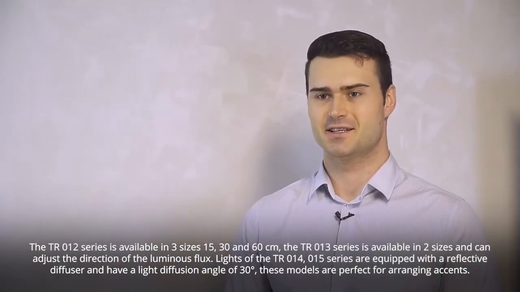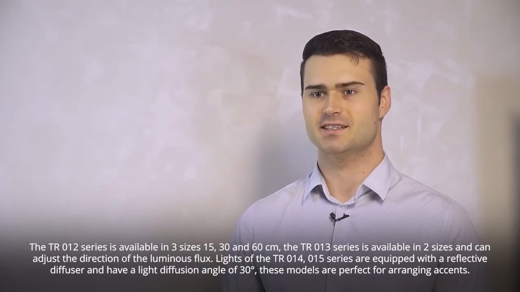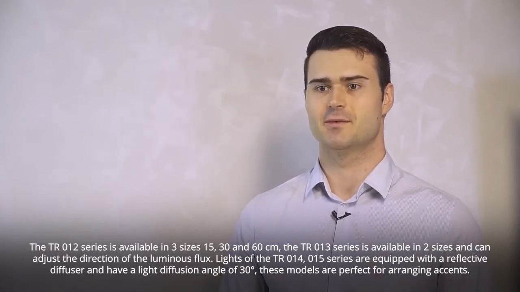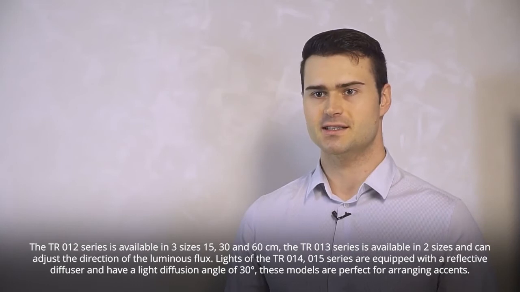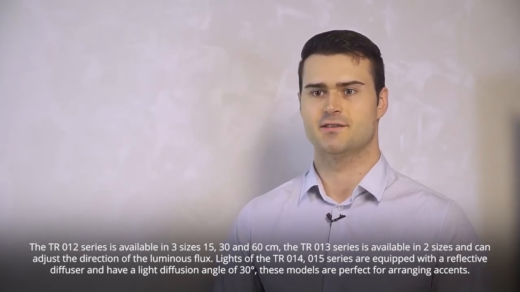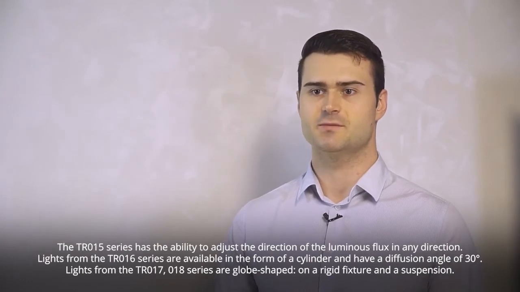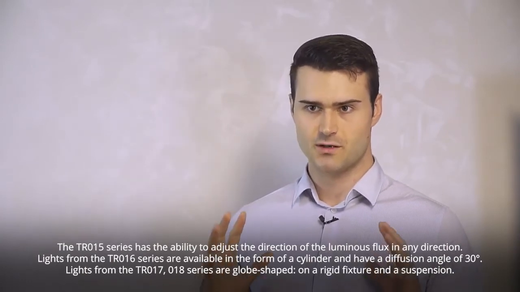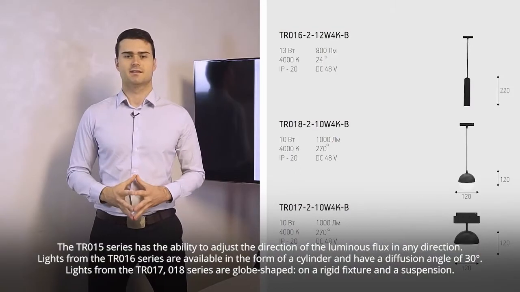Lights of the TR014-015 series are equipped with a reflective diffuser and have a light diffusion angle of 30 degrees. These models are perfect for arranging accents. The TR015 series has the ability to adjust the direction of the luminous flux in any direction.